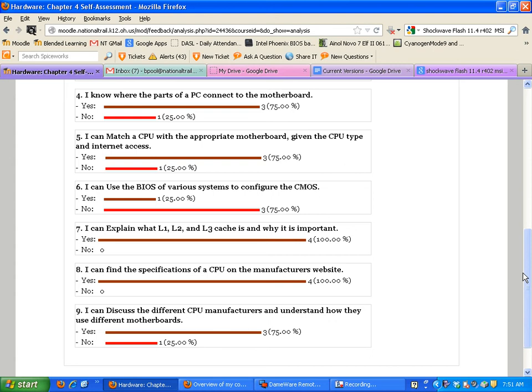I can find the specifications of the CPU on the manufacturer website. Everybody here said yes. I can discuss the different CPU manufacturers and understand how they use different motherboards. Basically, that's talking about the socket. Okay? AMDs use only AMD proprietary sockets. Intels only use Intel proprietary sockets. So when you've got that company, you have to make sure the motherboard fits.